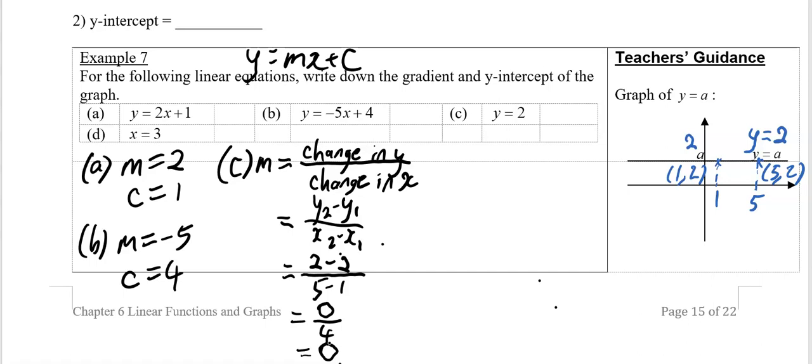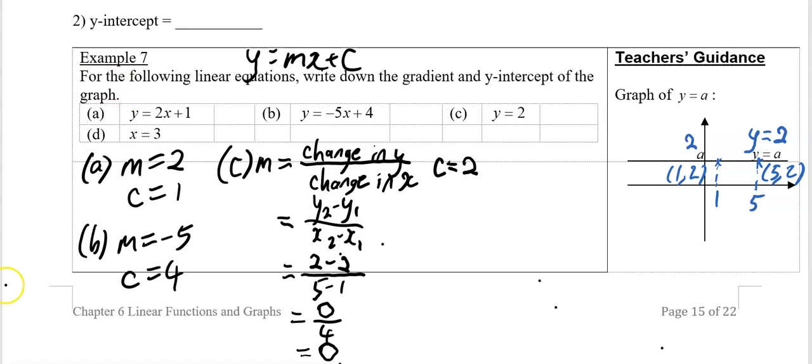So the y-intercept for part C: the y-intercept is the value at which the graph cuts the y-axis. So this is very simply 2. I hope this makes things a bit clearer for part C.